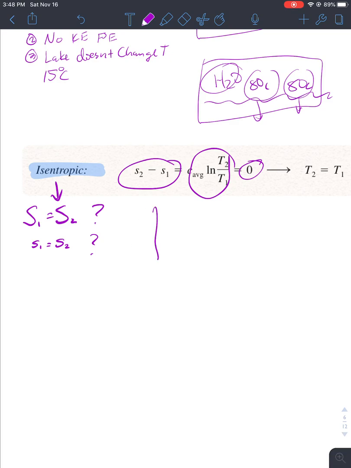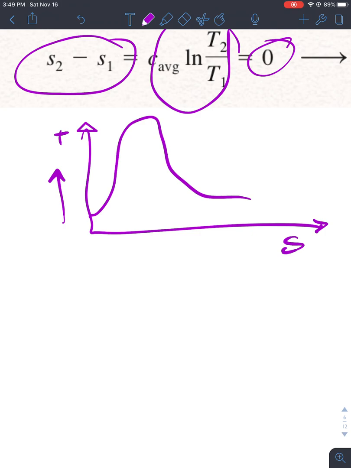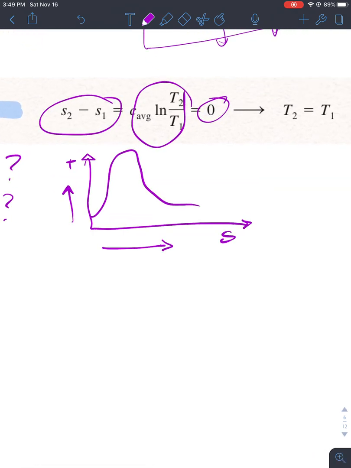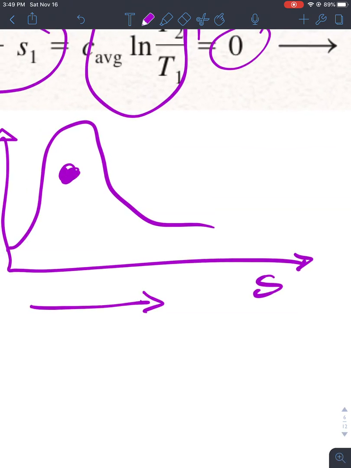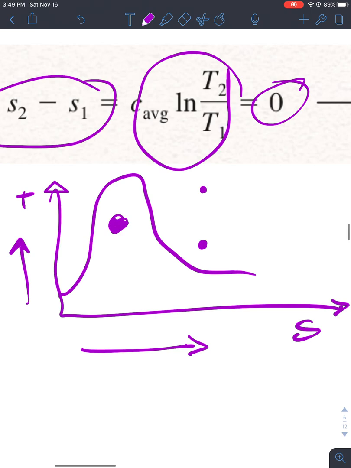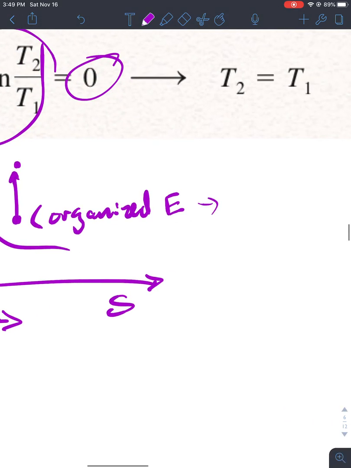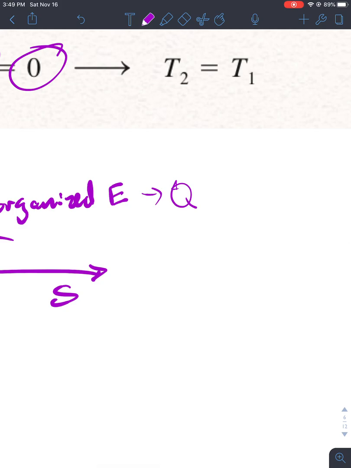And let's draw a ST diagram. There's a curve. Here's the S-axis and here's the T-axis. In this direction temperature goes up, and in this direction entropy goes up, which is a little bit strange. Maybe it's a vapor dome. For this system, we have point 1 and point 2. I think you go from low entropy to high entropy because originally you start with organized energy, which means the heat is concentrated.